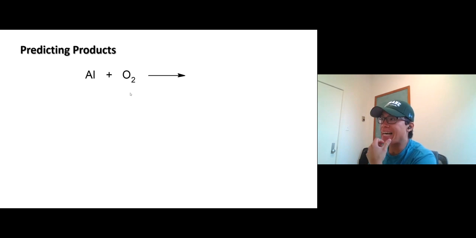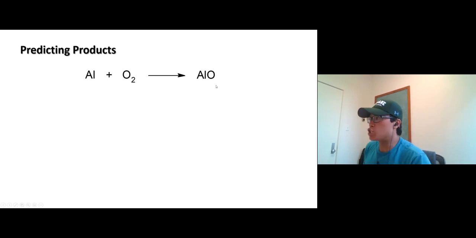Okay, if I ask you to predict the product of this reaction, what do you think we'll get? Well, we have aluminum, we have oxygen. There's only one way. You're going to get aluminum and oxygen together, right? So it looks like a synthesis reaction. But you have to write a correct formula of aluminum oxide.